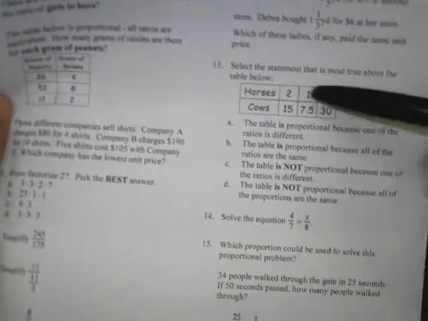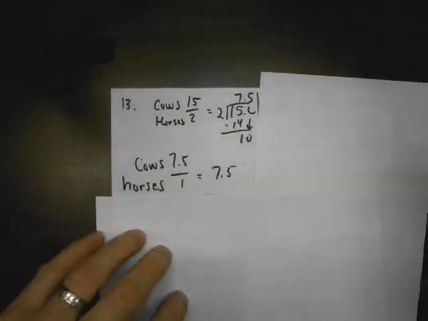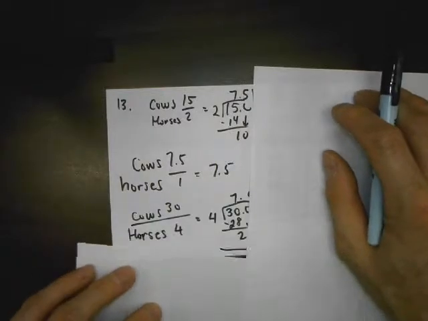Next one, you see this point right here? 1 and 7.5. I'll put cows over horses. I'll just keep it all the same. Cows over horses is 7.5. That means 7.5 cows for every horse.